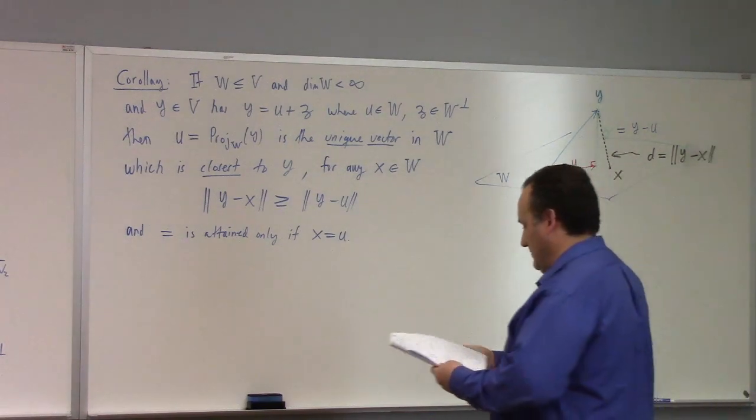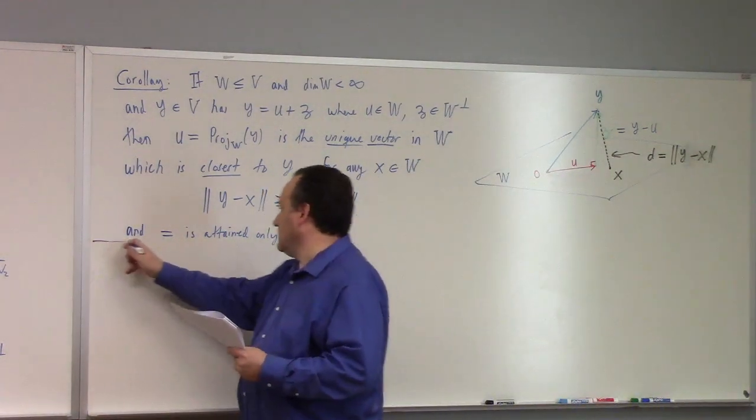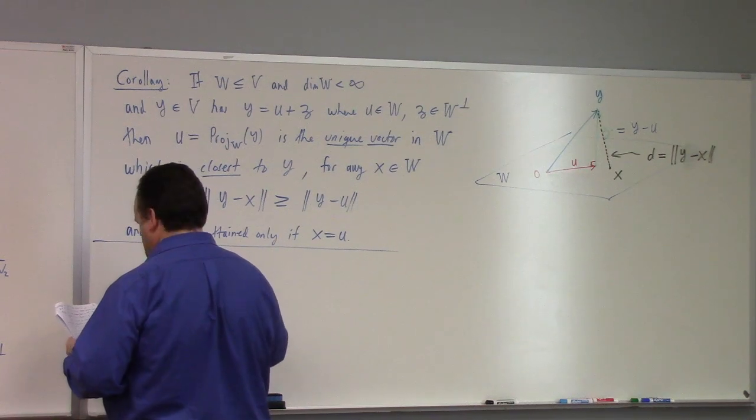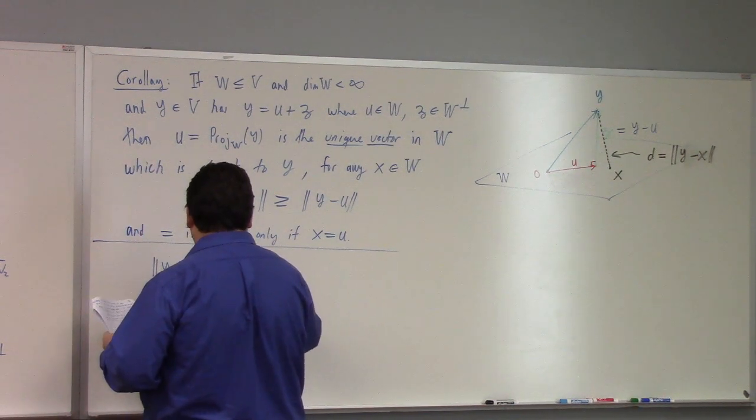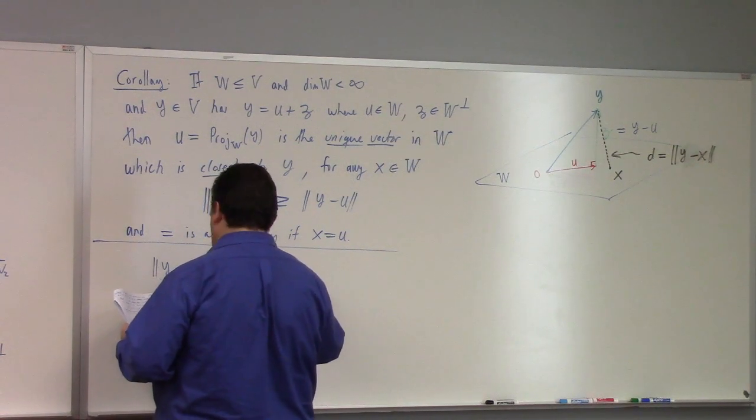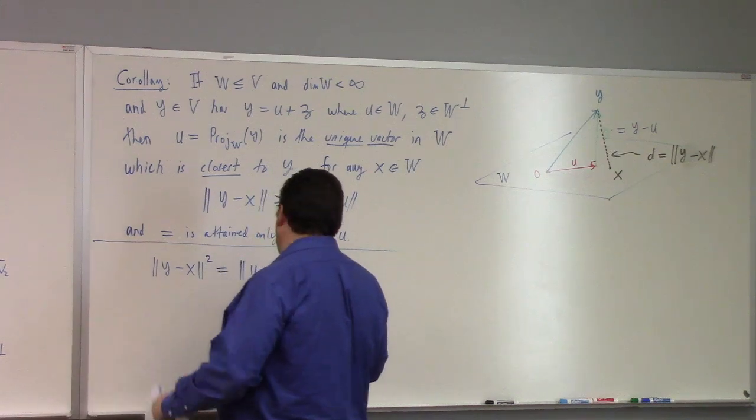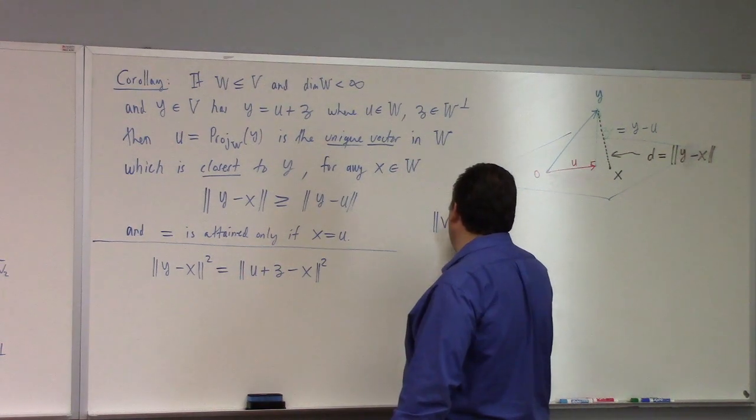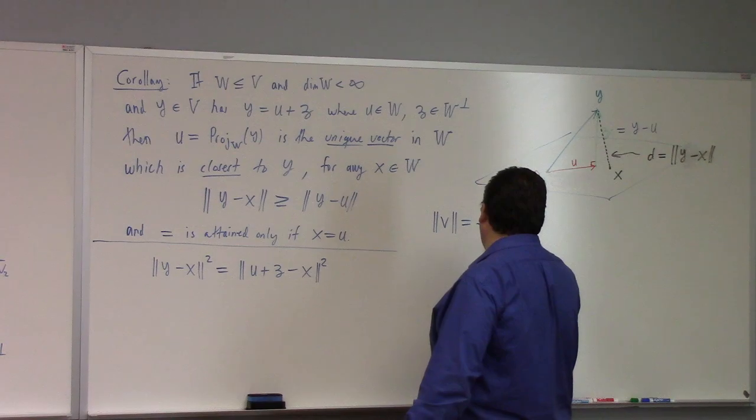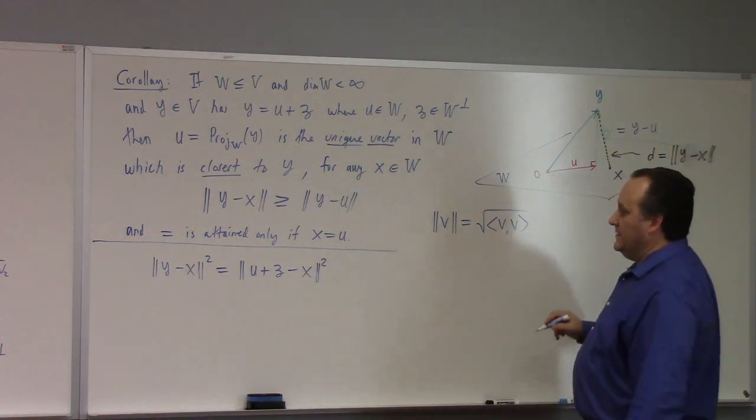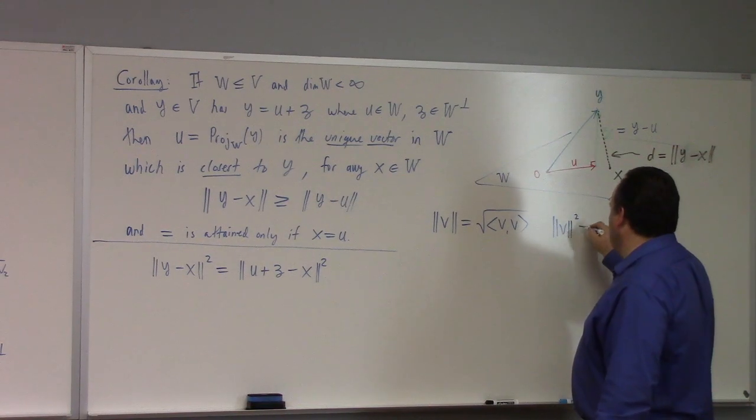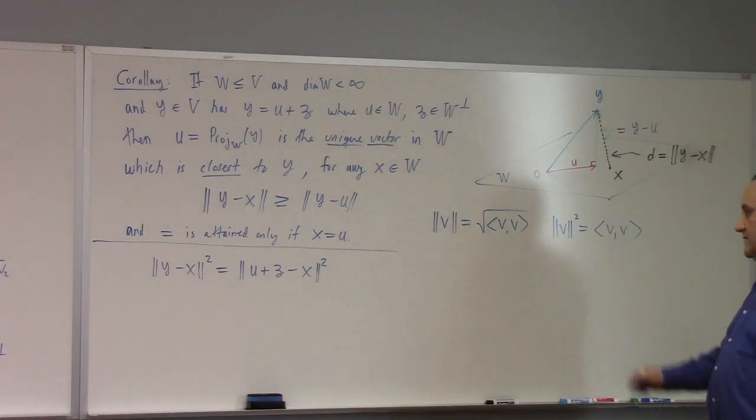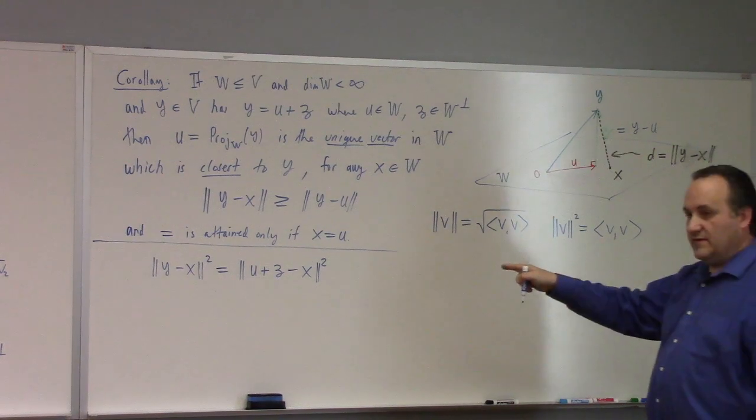So we look at the norm of y minus x squared, and we trade that for the norm of u plus z minus x squared. If you forgot, the norm of a vector is equal to the square root of the inner product of v with v, right? We like to look at norm squared because then we don't have square roots. So squares are great. That's just nothing more but what? Y is u plus z.